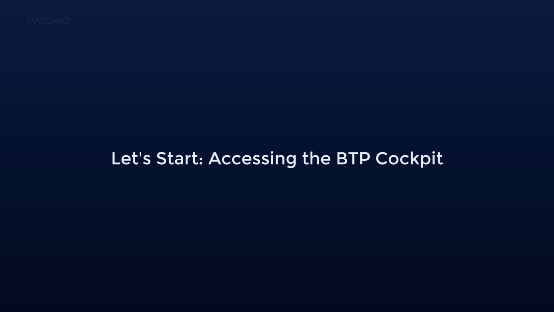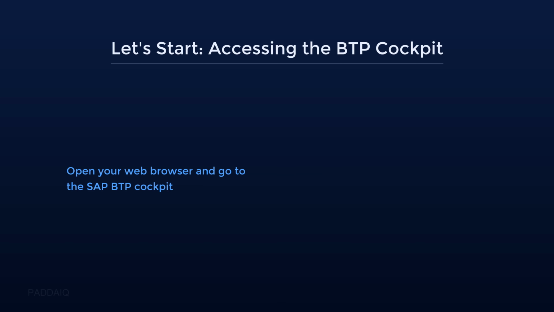Accessing the SAP Business Technology Platform cockpit. Open your web browser and go to the SAP BTP cockpit. This means using a browser like Chrome to navigate to the central web interface for managing your BTP services. For instance, a developer would do this to check their application's status. Now you can begin exploring and managing your cloud environment directly.